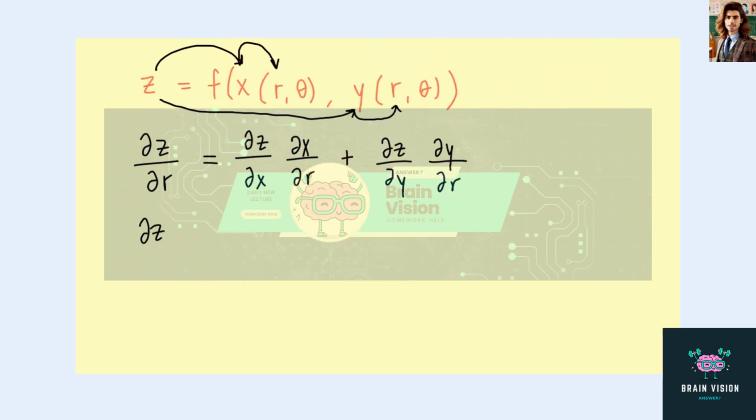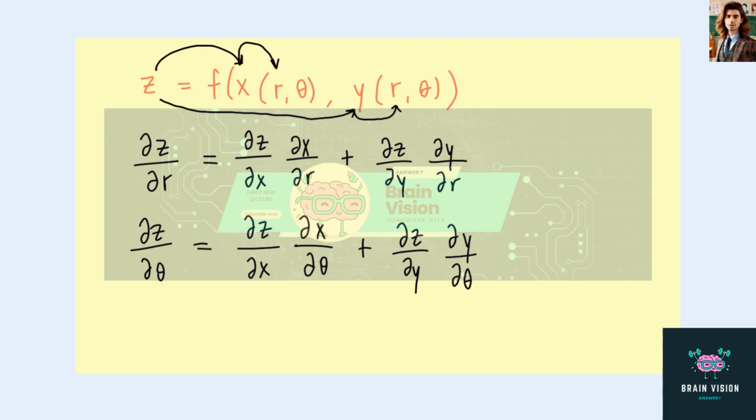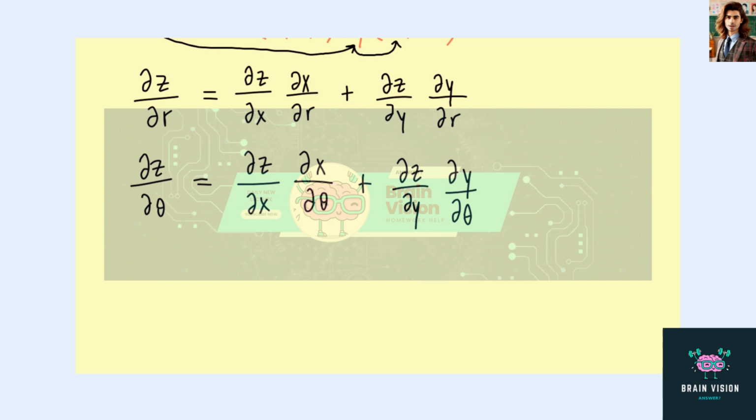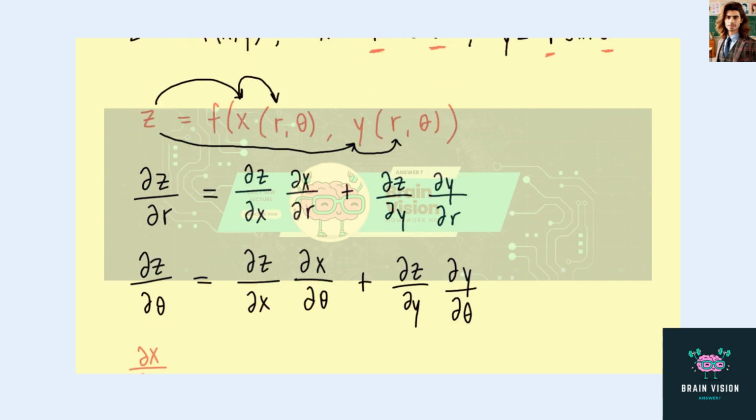Similarly, to find partial z partial theta, we take the partial derivative of z with respect to x and multiply it by partial x partial theta. Then we add partial z partial y multiplied by partial y partial theta. Because we are not given the explicit function for z, we cannot find these two partial derivatives. However, we can find partial x partial theta, partial y partial theta, as well as the partial derivatives with respect to r. So let's start by finding partial x partial r.